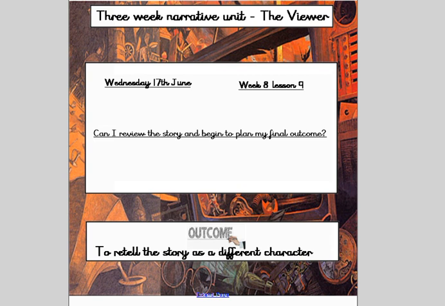and then we're going to start to think about how we can change the story. What have we learned about the story that means that we could create our own version? So you're going to start planning for your final outcome. Remember, your final outcome is to retell the story as a different character. And by the end of today's lesson, you're going to have a really good understanding of what your story is going to look like.